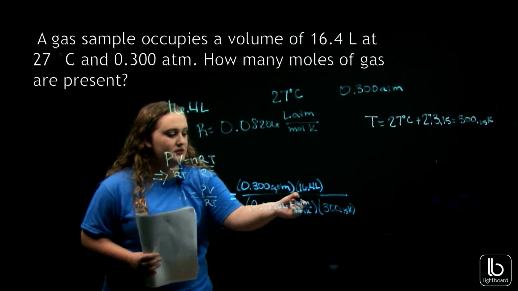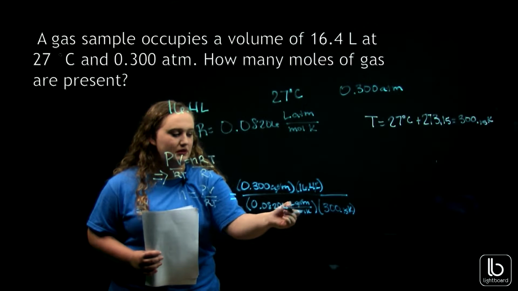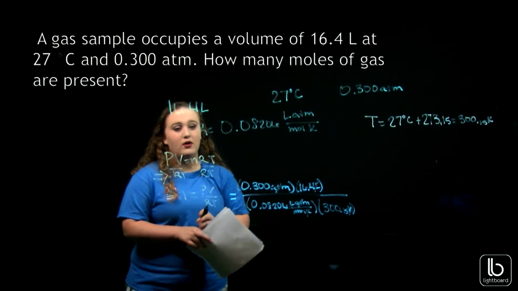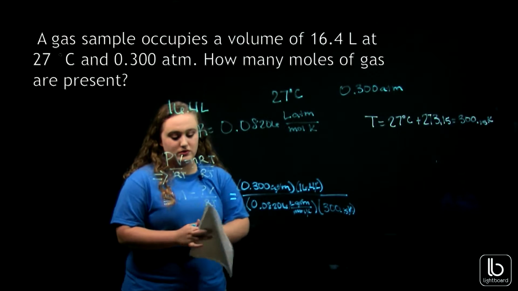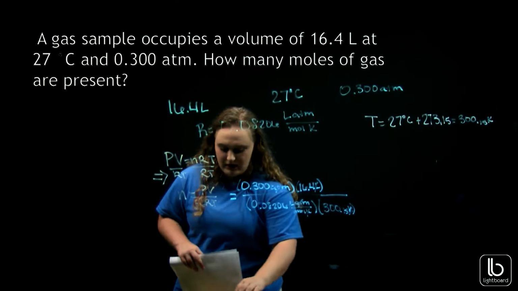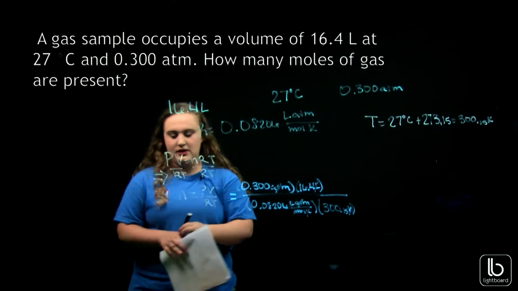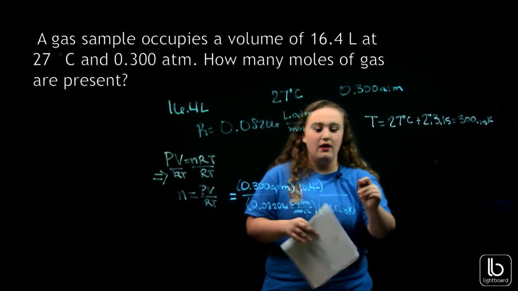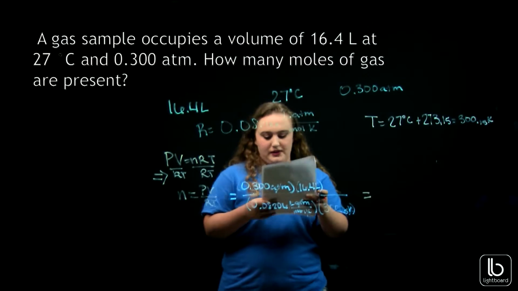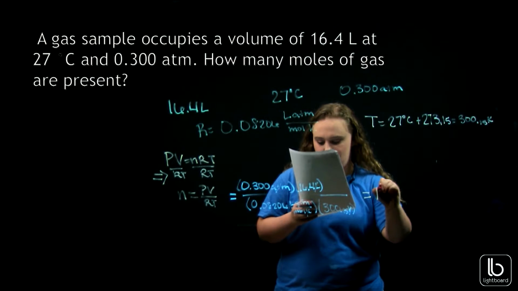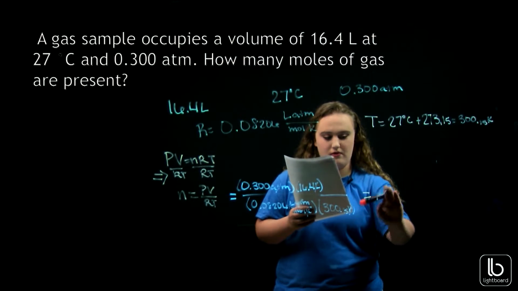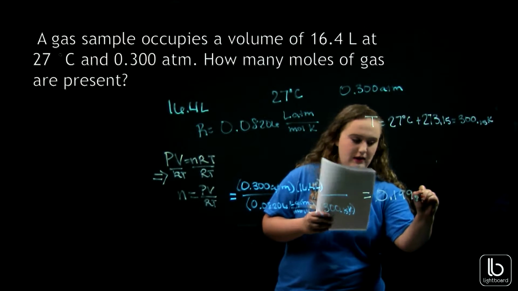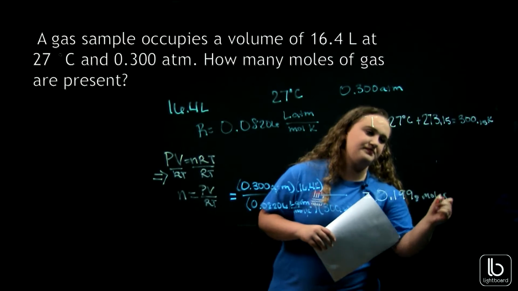So let's look at our units. Atmospheres cancel atmospheres, liters cancel liters, and Kelvin cancels Kelvin. So now I'm just left with 1 divided by 1 over moles. If we were going to do algebra, keep, change, flip, so I'd have moles as my final unit. So my units are checking out. And now I'm just going to plug this into the calculator. And I'm going to get 0.1998 moles.